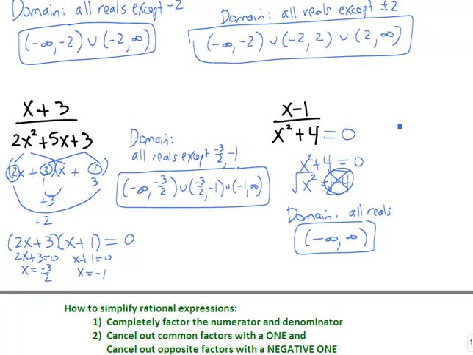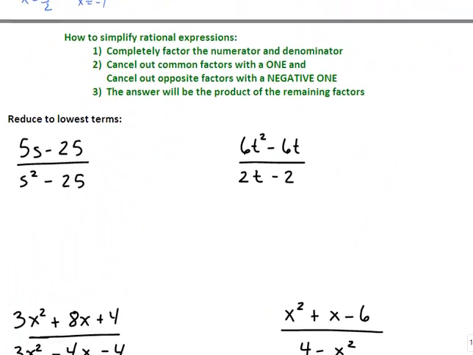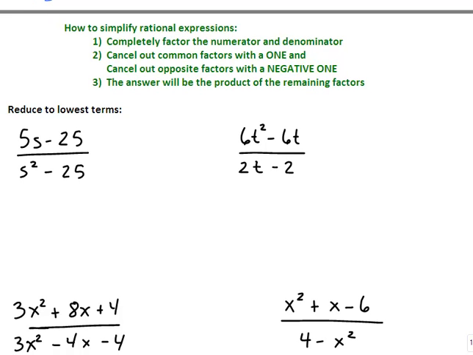Okay, so the first thing you need to be able to do with rational expressions is to find their domain. You're going to factor the denominator completely, set it to 0, and your domain will be all reals except where those factors equal 0. The next thing that you have to be able to do with rational expressions is simplify them.